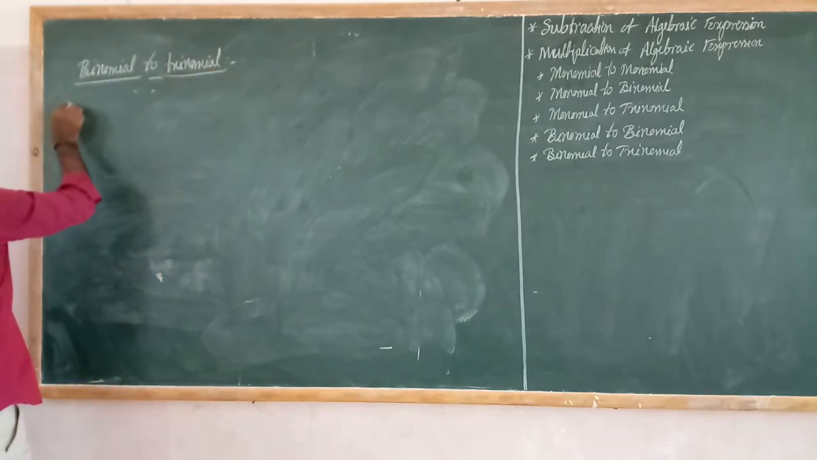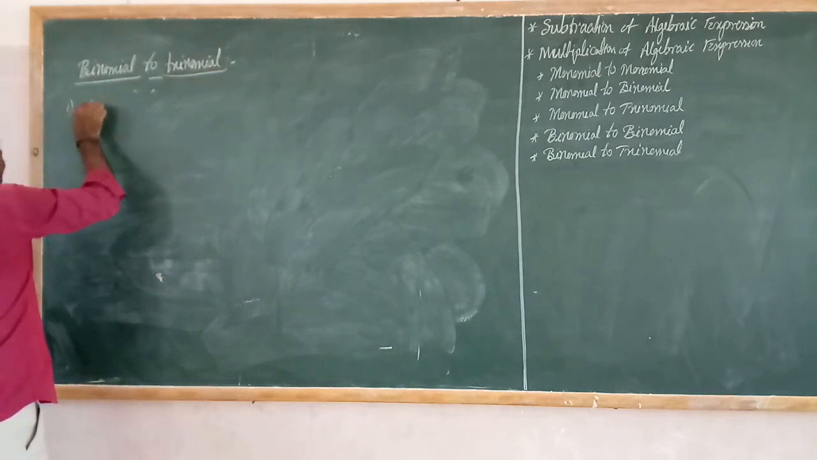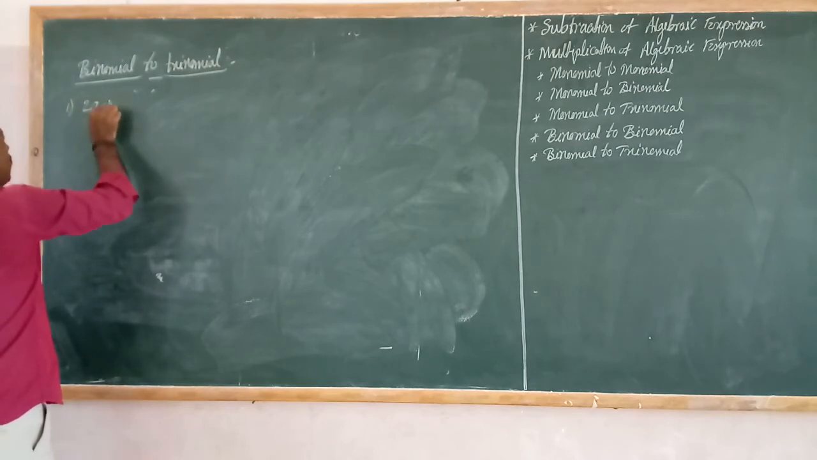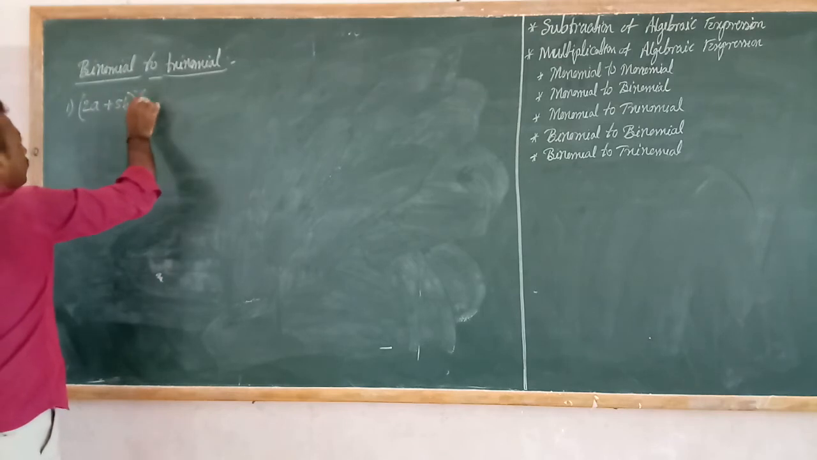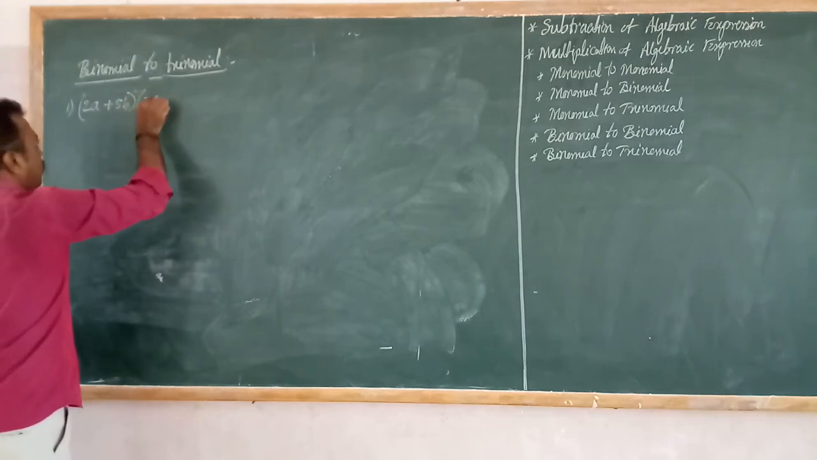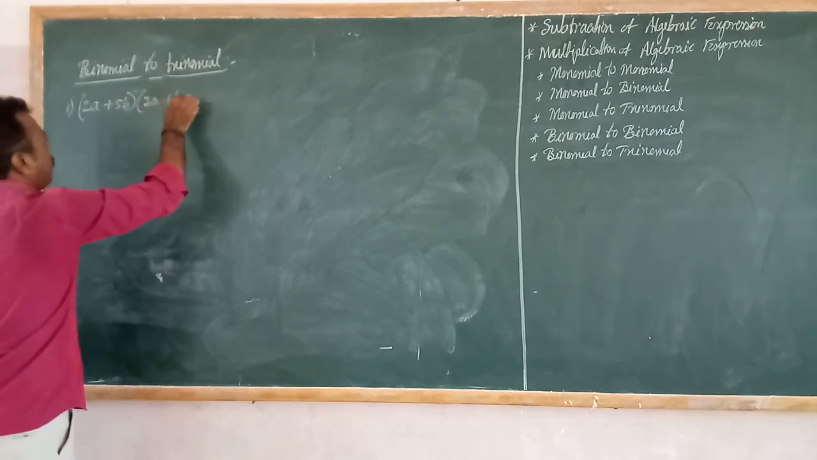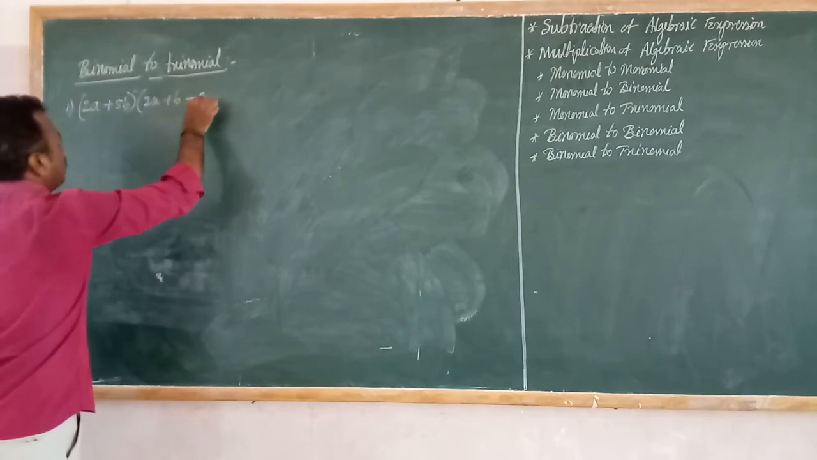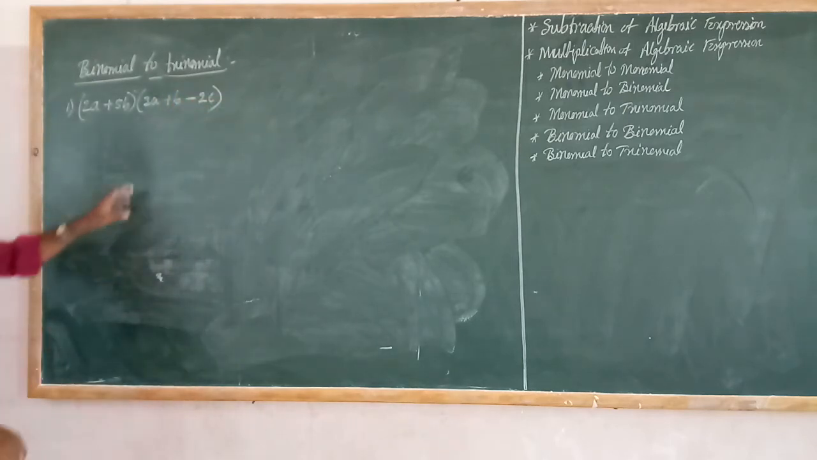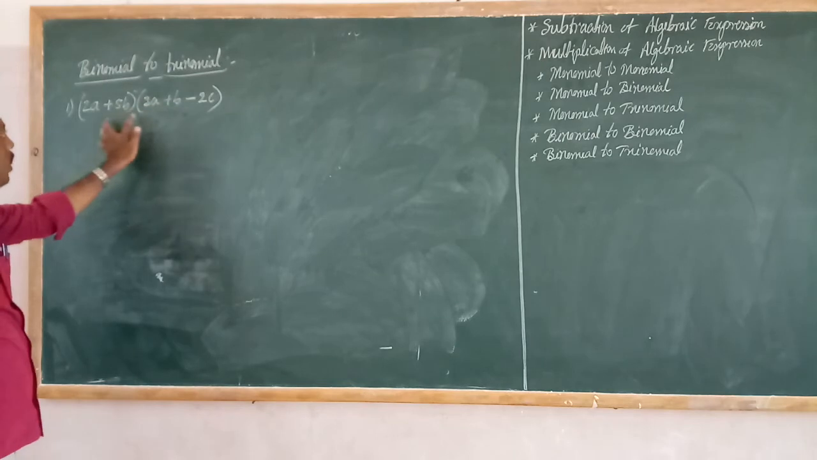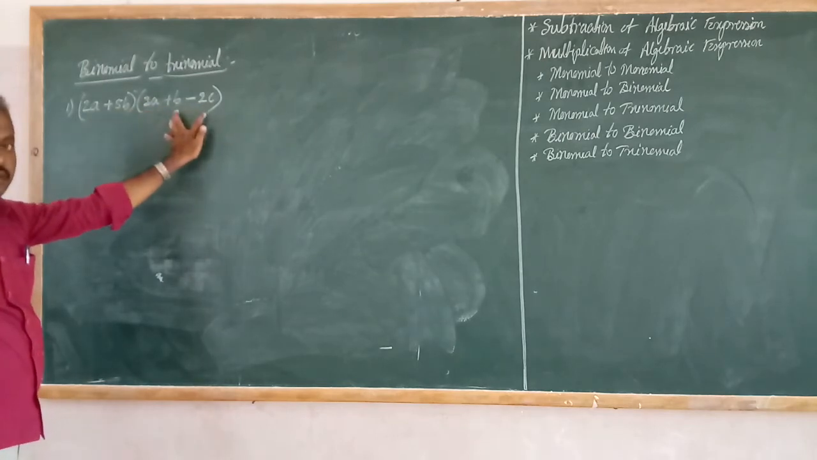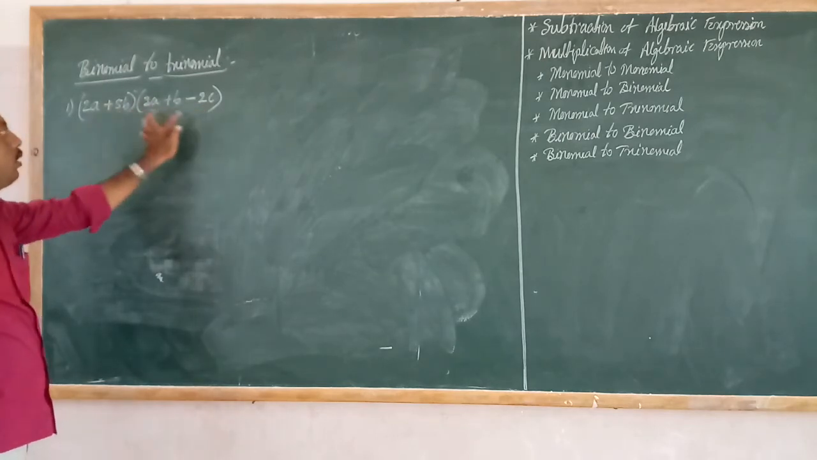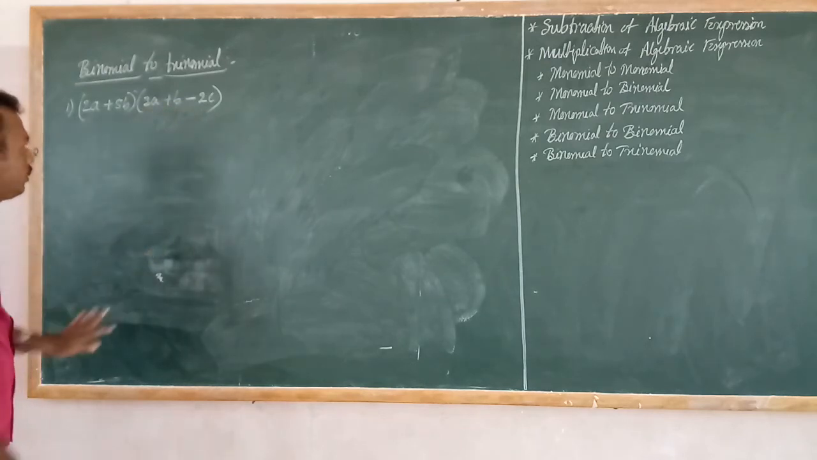Binomial to trinomial. An example: 2a plus 5b is a binomial, and 3a plus b minus 2c is a trinomial. This is a binomial and this is a trinomial. So how do we multiply a binomial by a trinomial? Same procedure, students, very simple.